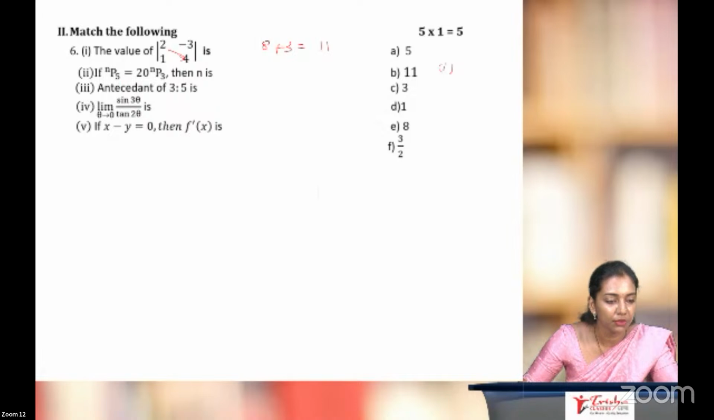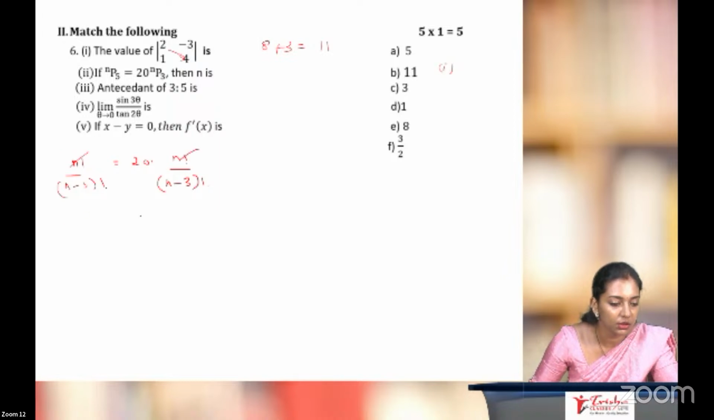Next, nP5 equal to 20 nP3. Find n. So here you need to calculate. Okay. So nP5, n factorial by n minus 5 factorial equal to 20 into n factorial by n minus 3 factorial.